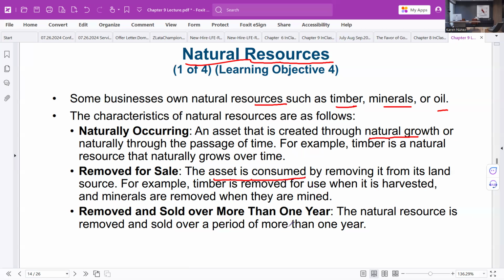So what we have to do is, whatever the cost is of these natural resources, we've got to allocate it to an expense account over the useful life of the resource. Just like with depreciation, where the cost of the asset has to be allocated to depreciation expense, the cost of these natural resources has to be allocated to an expense. We call that expense depletion.